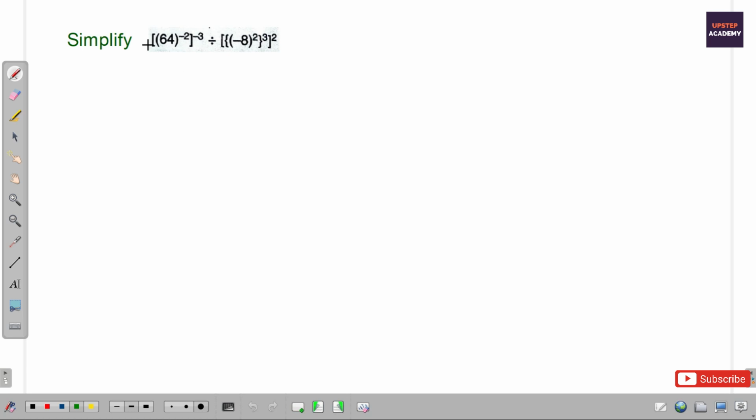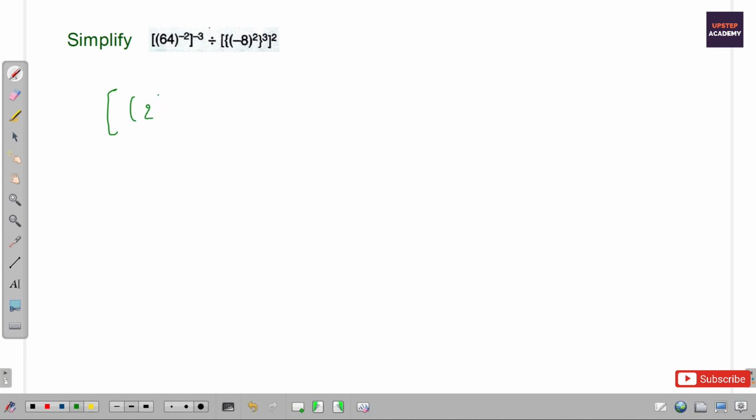Next example is, we have to simplify this given thing, right? The given thing is [64 raised to -2], and this is in square bracket, and this square bracket raised to -3, whole divided by, in square bracket there is one curly bracket, and again in curly bracket there is one parenthesis, -8 raised to 2, and this curly bracket raised to 3, and this square bracket raised to 2. So simply I will start with this 64.